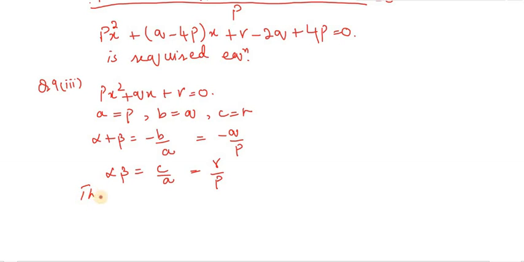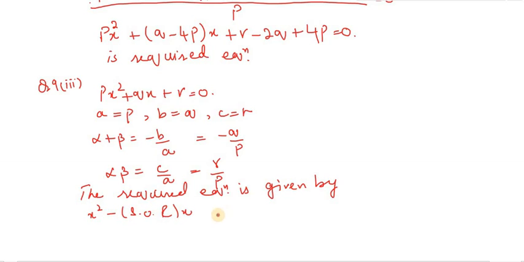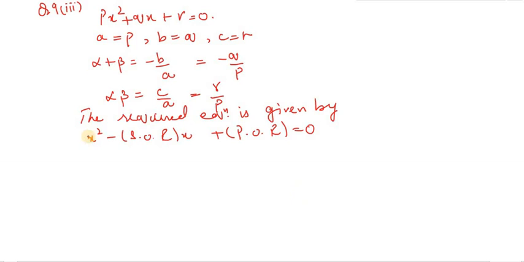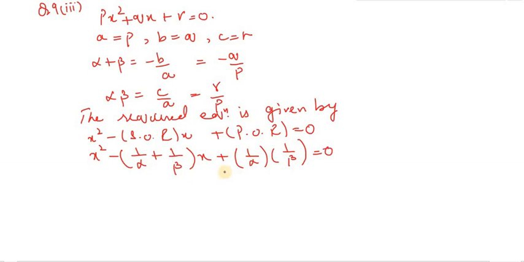The required equation is given by x square minus sum of roots of x plus product of roots is equal to 0. Here we find the equation having roots 1 over alpha and 1 over beta. So x square minus (1 upon alpha plus 1 upon beta) of x plus the product of roots 1 over alpha times 1 over beta is equal to 0. x square minus, taking LCM alpha beta, we get (beta plus alpha) of x plus 1 over alpha beta is equal to 0.